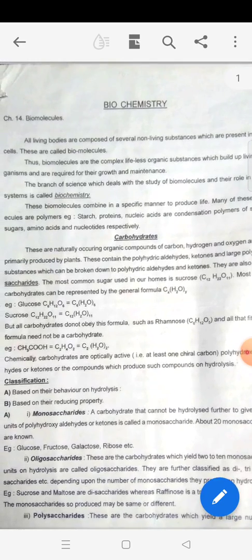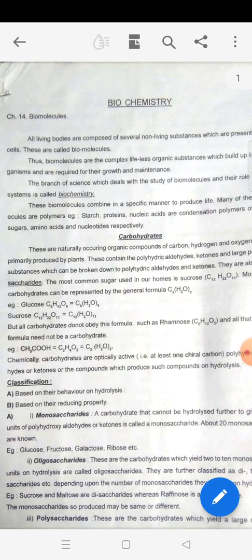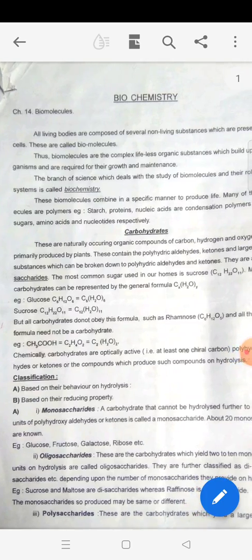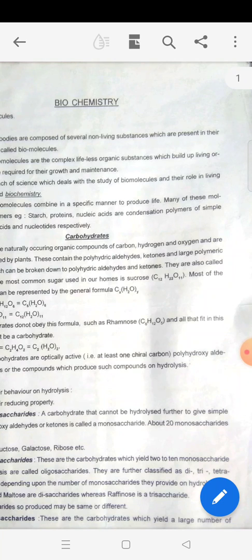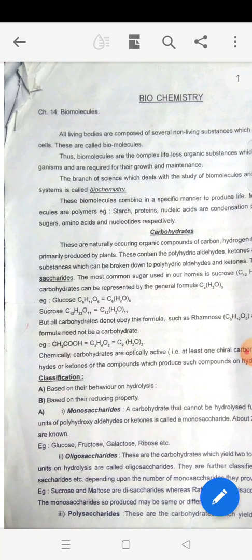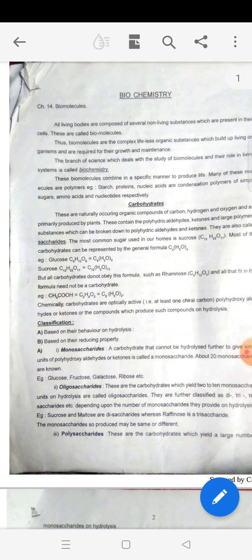All living organisms are composed of several non-living substances. That is something very interesting, that all living beings are made up of non-living substances. But the speciality of these non-living substances is they are arranged in a special manner due to which they are able to produce life. So biomolecules are complex, lifeless organic substances which build up living organisms and are required for their growth and maintenance.